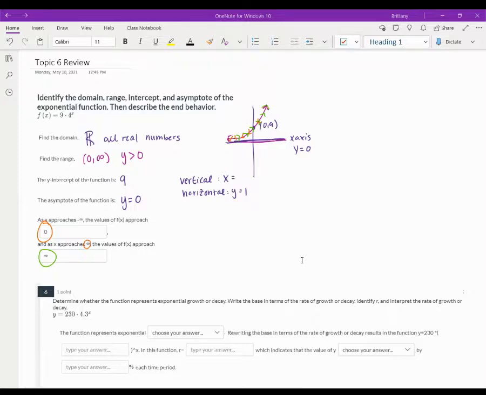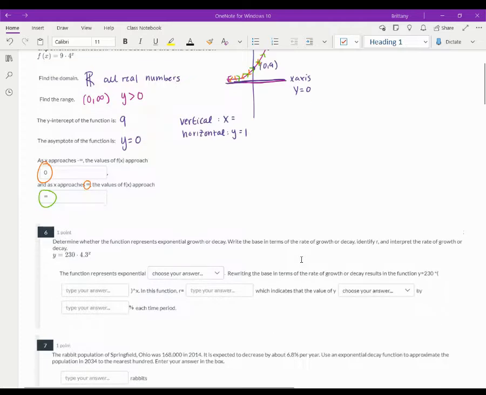Determine whether the function represents exponential growth or decay. Write the base in terms of the rate, growth or decay. Identify r. Interpret the rate of growth or the rate of decay. So I know this is in the form a times b to the x, where if b is a number that is greater than 1, it is growth. 4.3 is greater than 1, so this is growth.